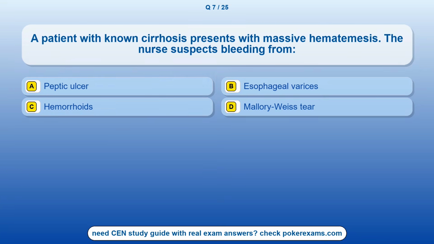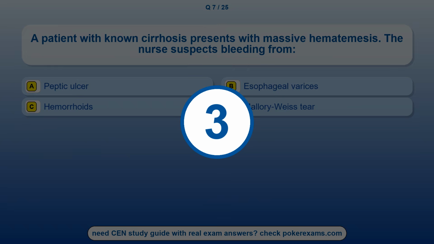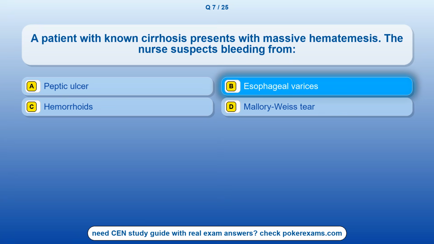Question 7. A patient with known cirrhosis presents with massive hematemesis. The nurse suspects bleeding from: Option A, peptic ulcer. Option B, esophageal varices. Option C, hemorrhoids. Option D, Mallory-Weiss tear. The correct answer is option B, esophageal varices.